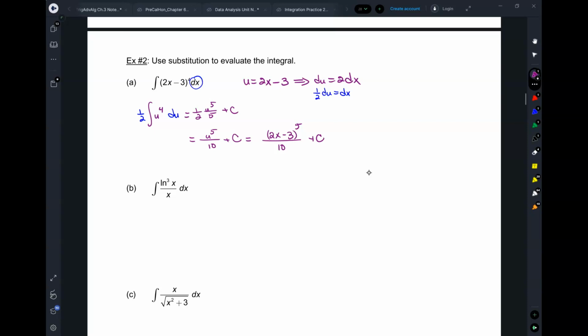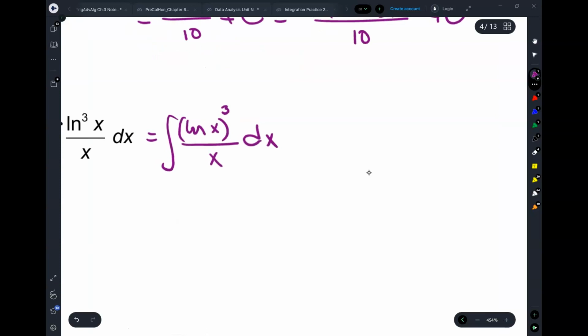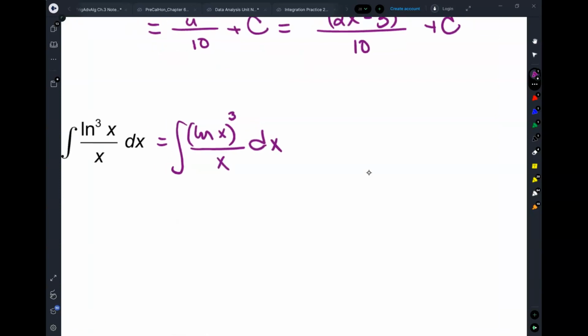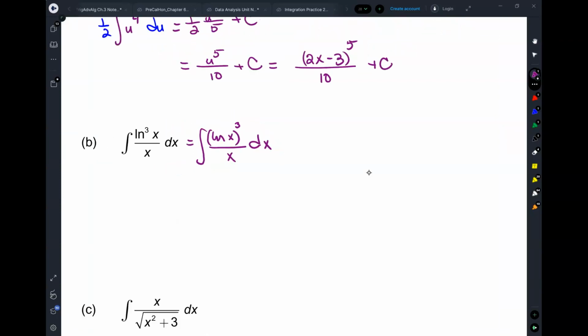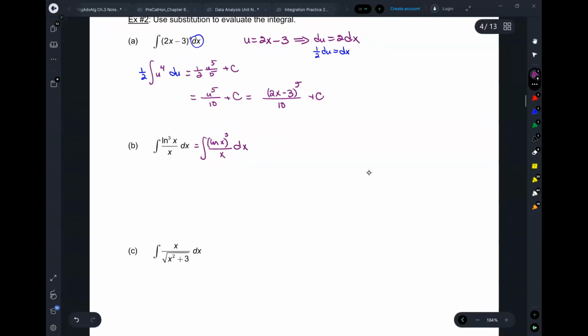Okay, this next one, we're gonna rewrite it like this. So what does ln cubed x mean? It's ln of x cubed over x dx. That's what that means. So now when we write it that way, what do you think the u should be? ln of x. And now this will work out in like the most beautiful way. So take a look.